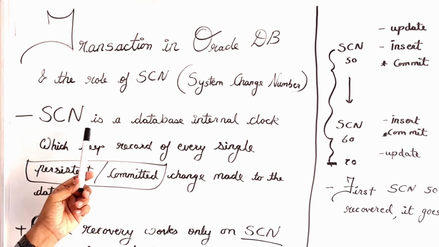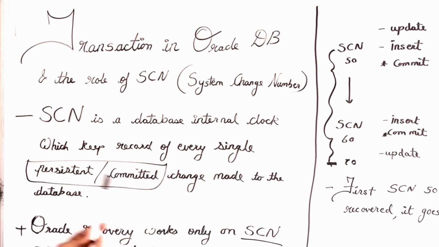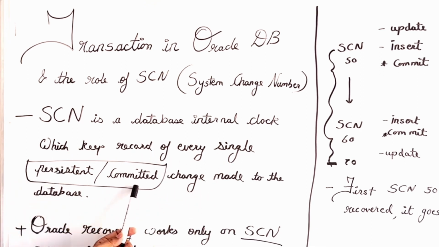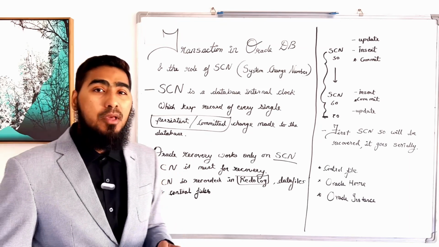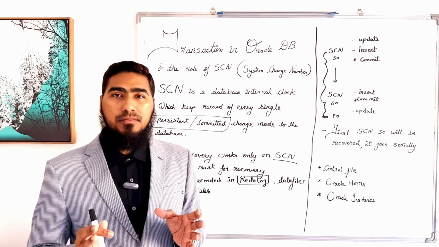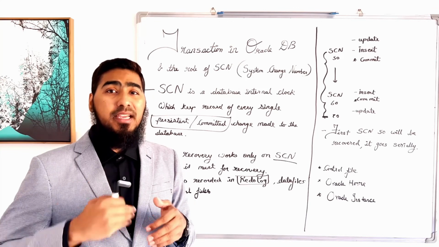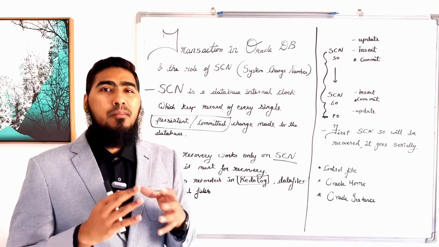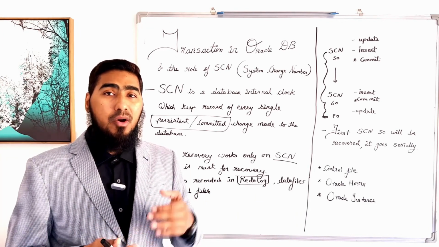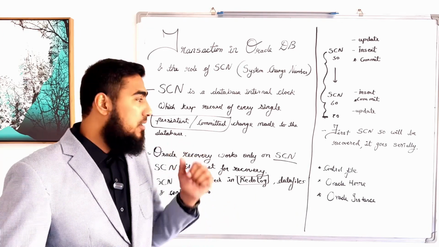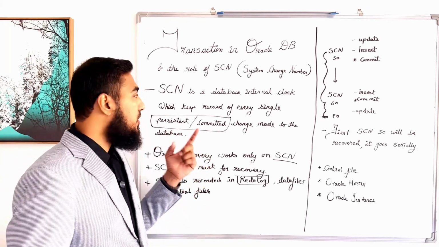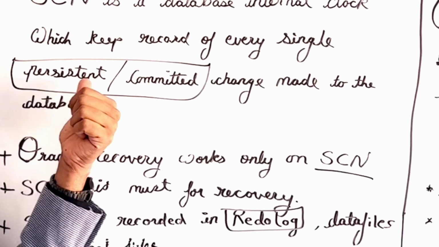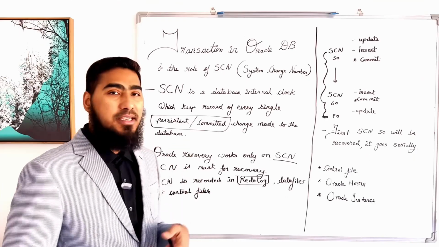SCN is a database internal clock which keeps a record of every single persistent committed change made to the database. The important point here is that the SCN is basically an internal clock of Oracle, so a DBA doesn't need to manage it. The number is generated automatically. How it is generated, we will check. Another important point is that it stores persistent and committed changes in the database.